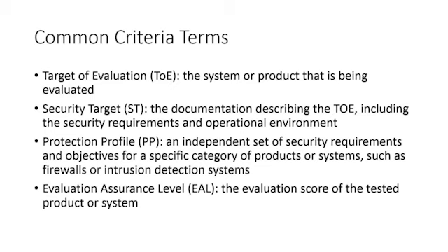We have a protection profile. This is an independent set of security requirements and objectives for specific category of products or systems, like firewalls, IDSs, for example. The evaluation assurance level, the EAL that I mentioned a minute ago. That's the evaluation score of our tested product or our tested system, that target of evaluation.